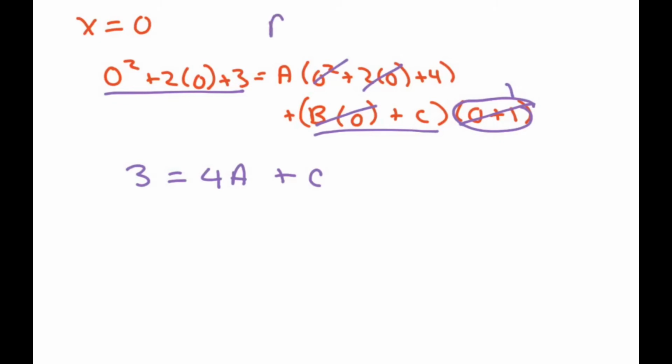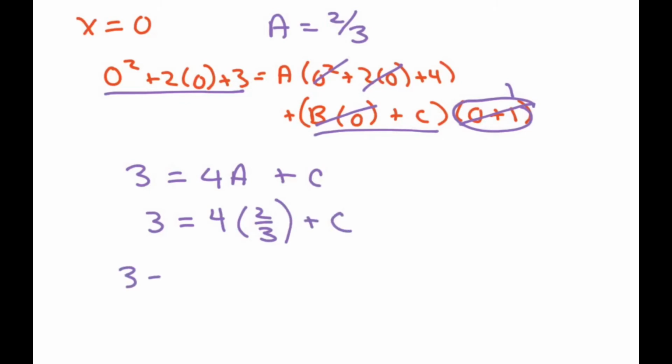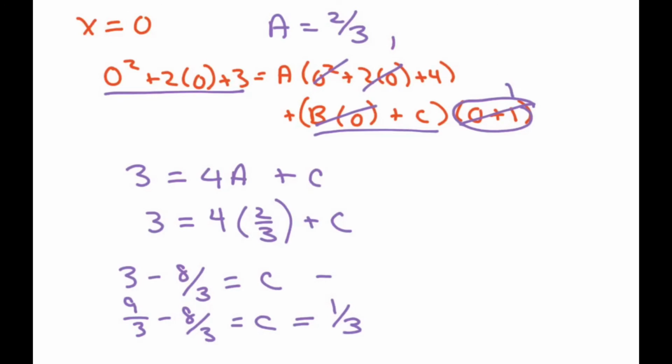Now we know that A equals 2/3 from the previous slide, so substitute that in for your A to find C. So this is going to be 3 minus 8/3 equals C, and that's going to be 9 over 3 minus 8/3 equals C, and so C equals 1/3. So we have C equals 1/3. Now we only have to find B.